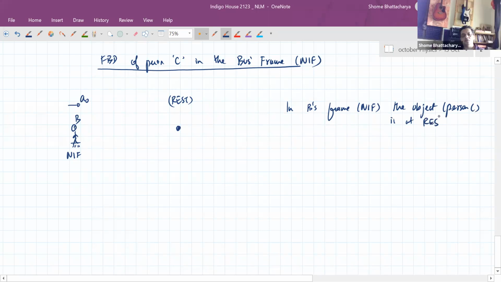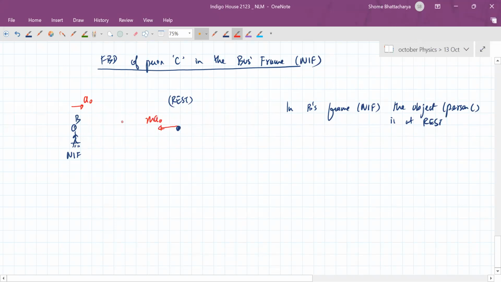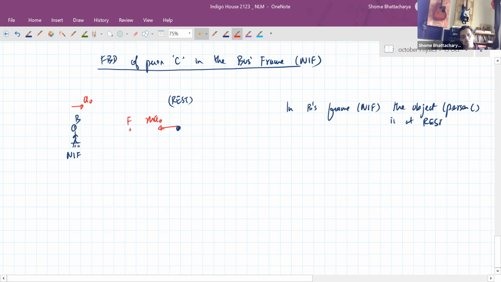Okay. But in that person's frame, what is happening is that the acceleration of the frame is generating what we've discussed earlier, a pseudo force. Okay. So you can see that the direction of the pseudo force is opposite to the acceleration, and the magnitude is equal to mass into acceleration.